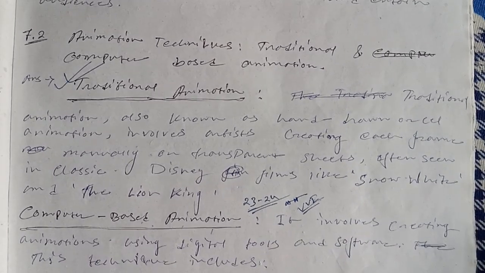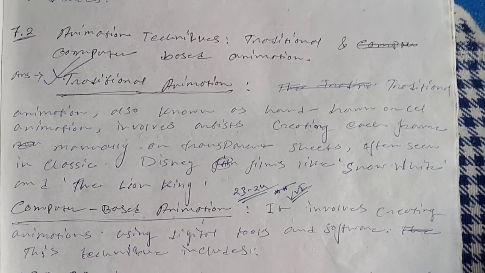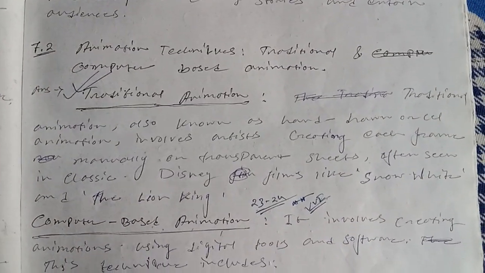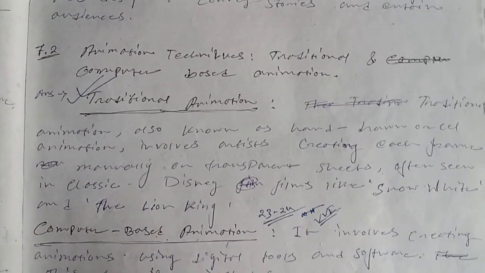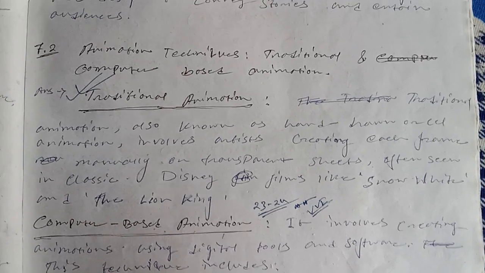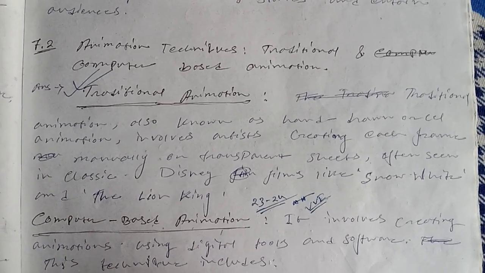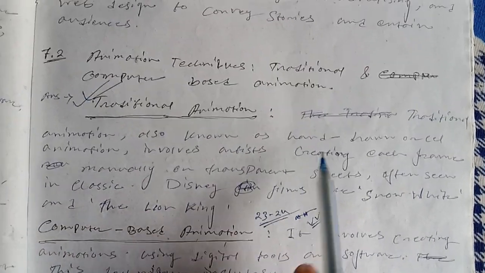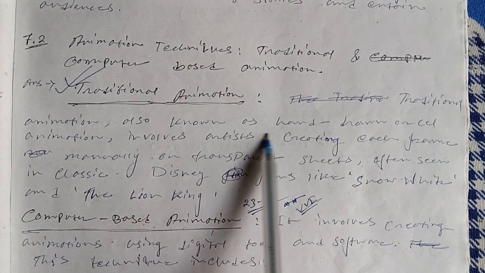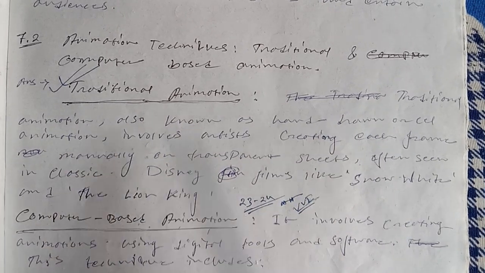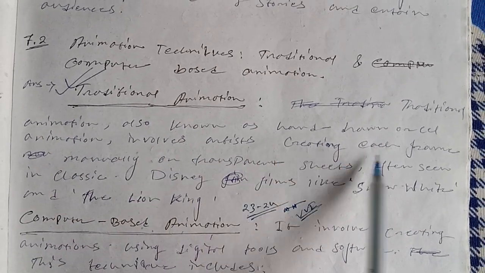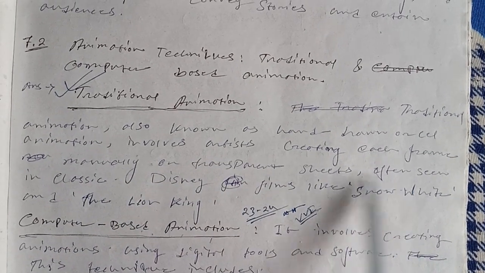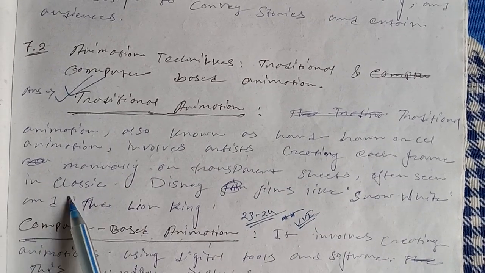Okay, so our next question is animation techniques. Like traditional animation and computer-based animation, we know we have mainly two types of animation. One is traditional animation and the second is modern, or computer-based, animation. So what is traditional animation? Traditional animation, also known as hand-drawn or cel animation, involves artists creating each frame manually on transparent sheets, often seen in classic Disney films.